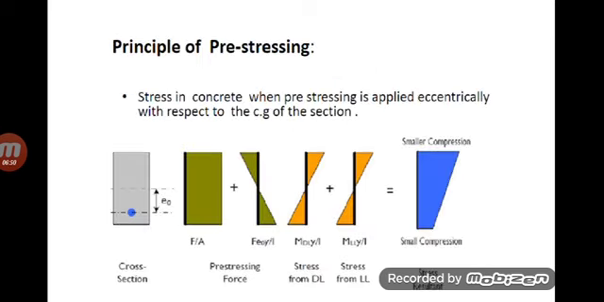See the next figure. This figure shows the stress in concrete when pre-stressing is applied eccentrically with respect to the CG of the section. In the previous case we saw the pre-stressing force applied at the CG of the section. Here you see the blue color dot, which we use to show that the pre-stressing force is applied at some eccentricity from the CG. You can see it there.